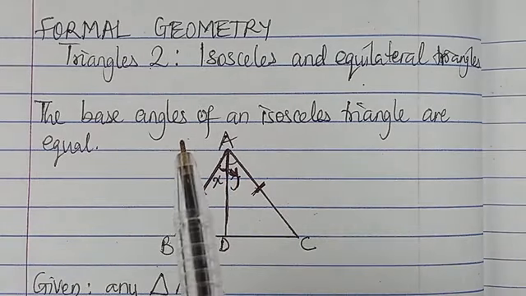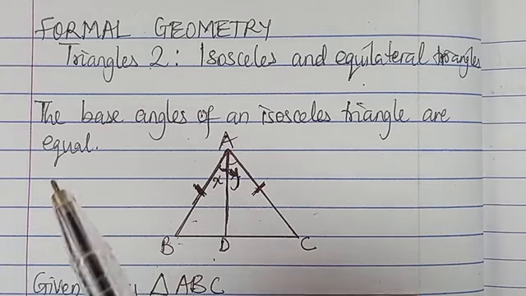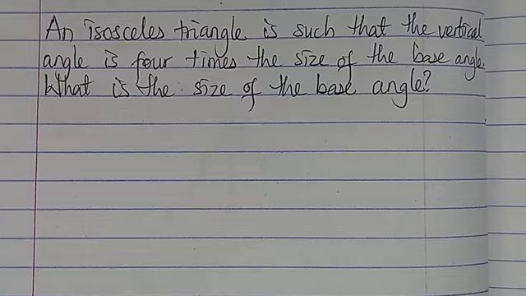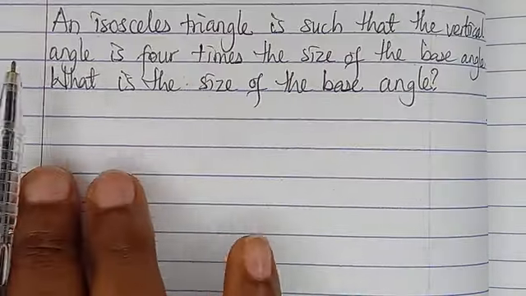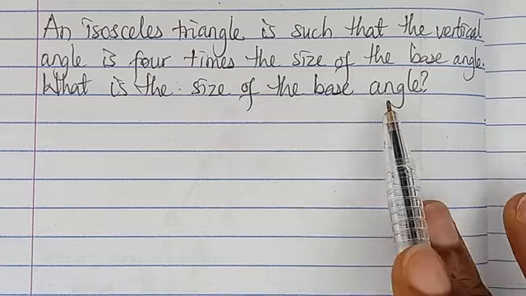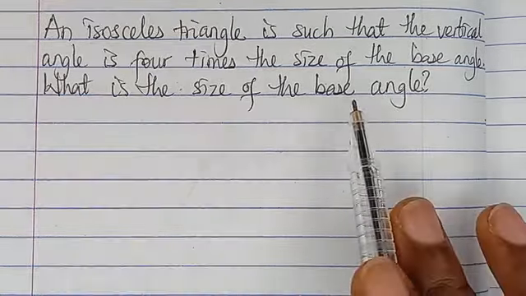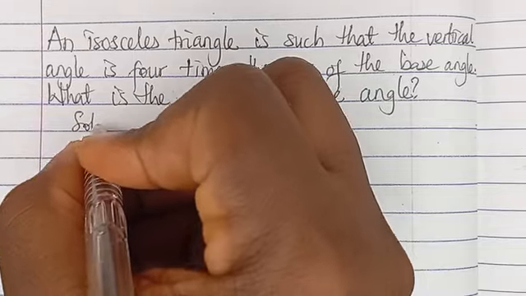Now, having been able to prove that the base angles of an isosceles triangle are equal, we are going into examples. Now, this is the first example we are looking into. An isosceles triangle is such that the vertical angle is 4 times the size of the base angle. What is the size of the base angle?